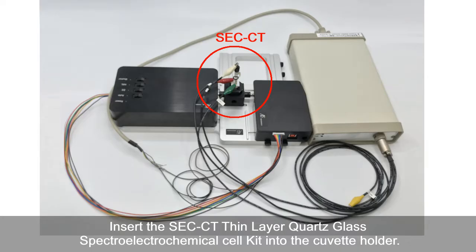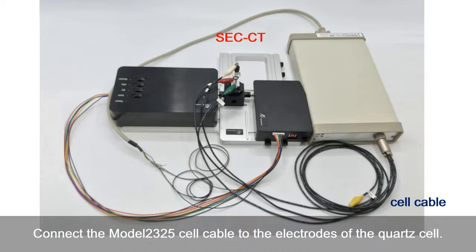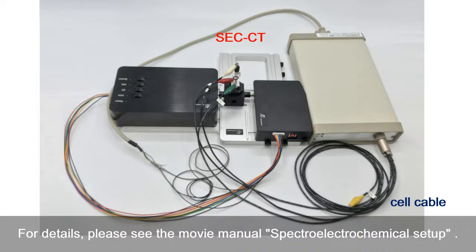Insert the SEC thin layer quartz glass spectroelectrochemical cell kit into the cuvette holder. Connect the Model 2325 cell cable to the electrodes of the quartz cell. For details, please see the movie manual, Spectroelectrochemical Setup.